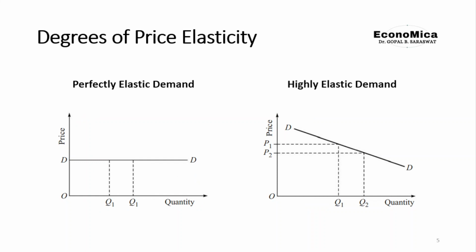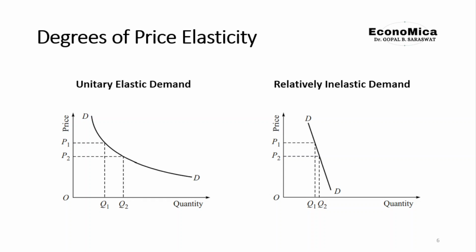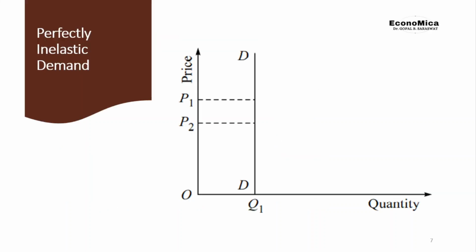In a highly elastic demand curve, the proportionate change in price is less than the proportionate change in quantity demanded, as you can see here. But in a relatively inelastic demand curve, the proportionate change in price is more than the proportionate change in quantity demanded, which means that relatively inelastic demand is the opposite of the highly elastic demand curve. Here, if you change the price by 5%, the quantity demanded is going to change by less than 5%. This is what it indicates.